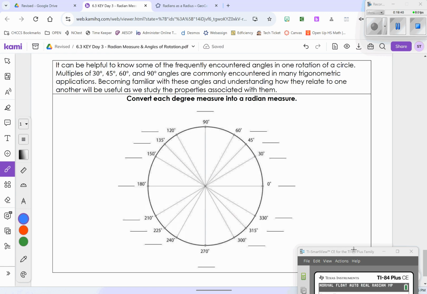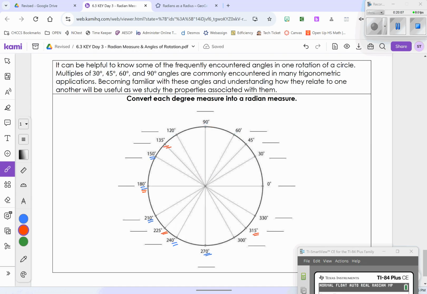So if you look, you'll notice that we did the special angles around the circle. So 30 degrees, add another 30 and you get 60, add another 30, you get 90, add another 30, 120, 150, 180, 210, 240, 270, etc. around a circle. And you can do the same thing with 45 degrees. 45 plus 45 is 90, plus another 45 is 135, 180, 225, 315.